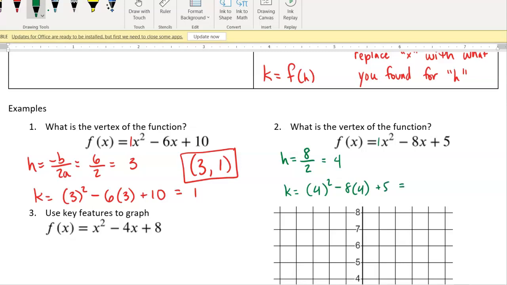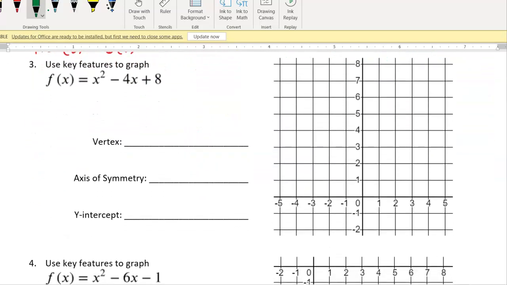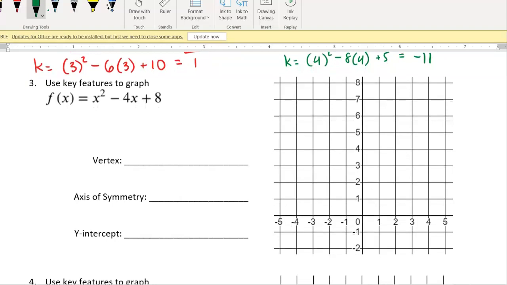And if you do that in your calculator, you should get -11 if you do that correctly. So our coordinate would be 4, -11. That's our coordinate for our vertex. All right, let's use that and some other key features to graph an equation.